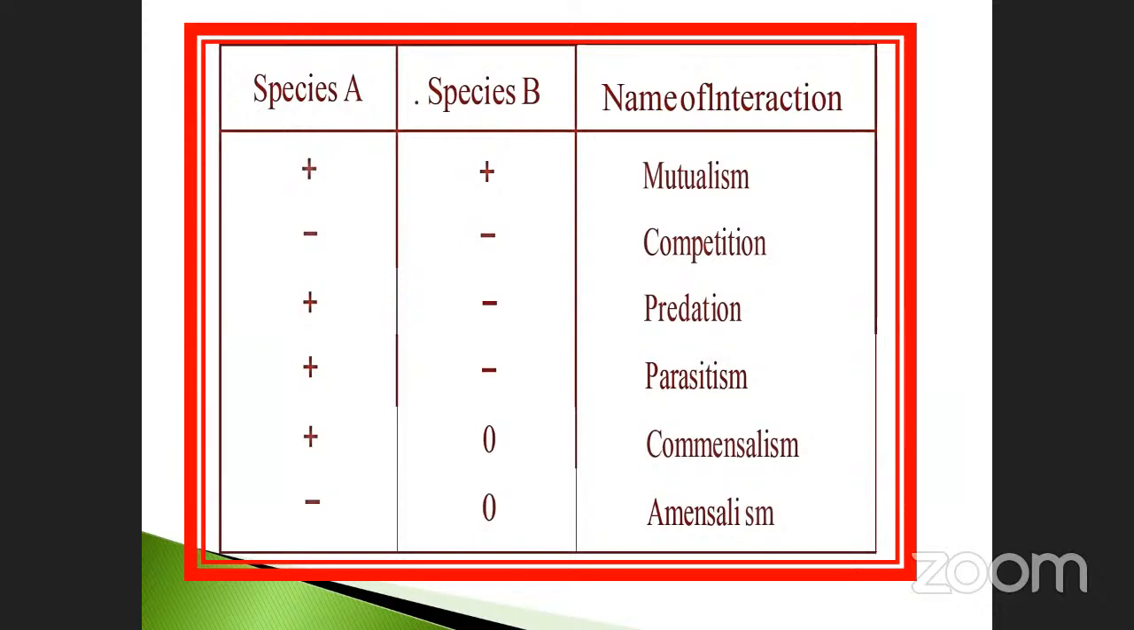And then another one is plus and zero, minus and zero. Once again, repeat for you. Plus, minus, plus, minus. Plus zero, minus zero. Plus, minus, plus, plus zero, minus zero. So first one is, see here, mutualism, both. So MC, PP, CA. Mutualism, competition, predation, parasitism, commensalism, amensalism.